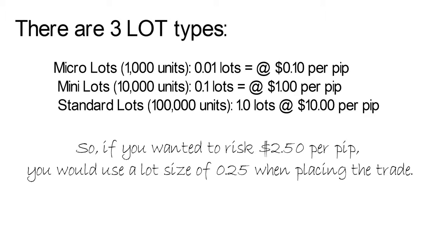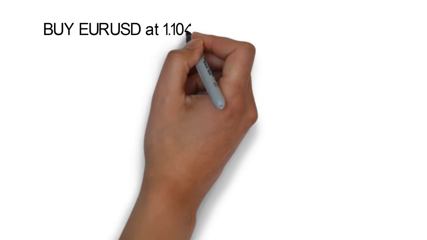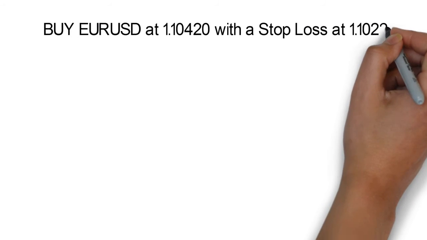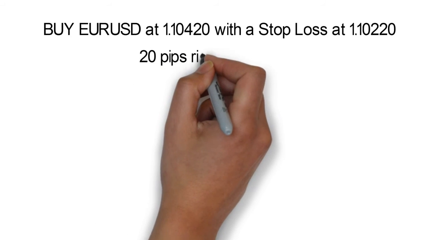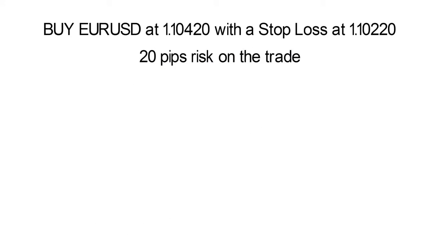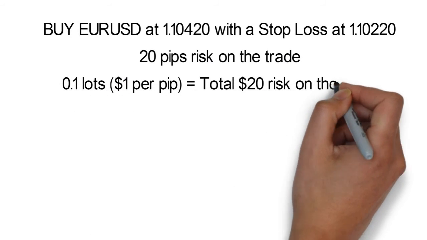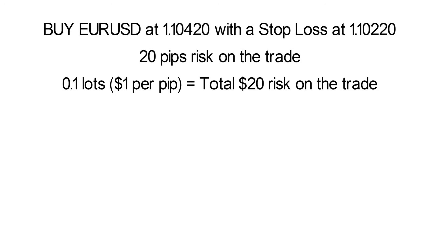Now it is possible to understand position size better. Let's say you place a buy order on the Euro USD at 1.10420, and you place your stop loss at 1.10220. You are willing to risk a total of 20 pips on the trade. If you place the trade using 0.1 lots per pip, you are risking $1 per pip and a total of $20 on the trade. This is the position size of the trade.